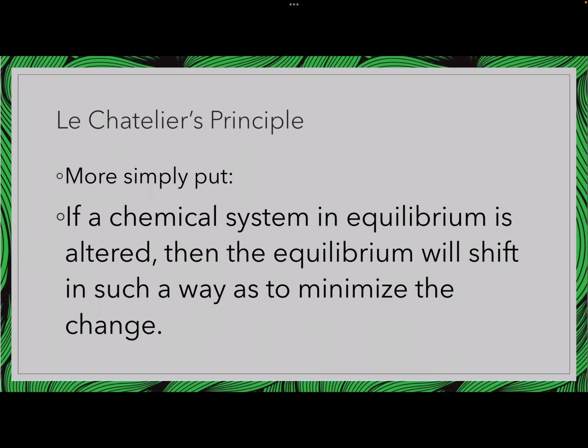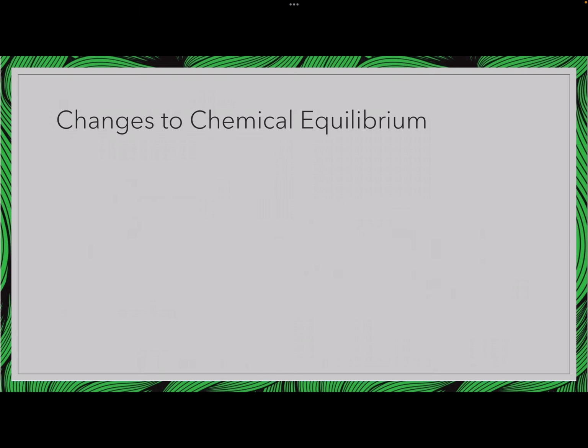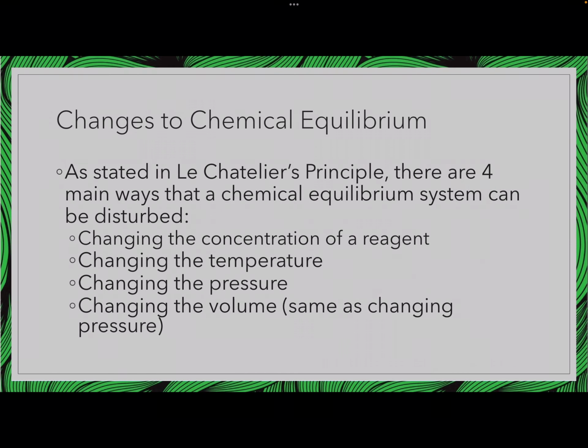Okay, so basically, whatever we do to it, it wants to do the opposite. Our equilibrium is like a petulant child. It really doesn't do what you want it to do. It does the opposite, always the opposite. So let's have a look at changes.